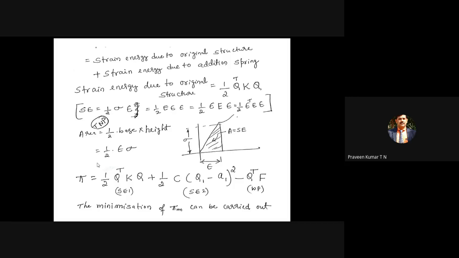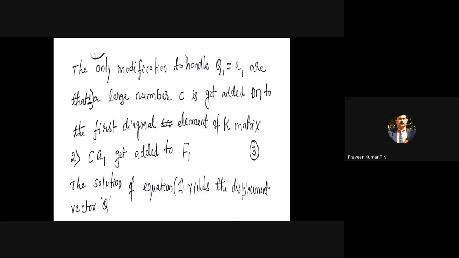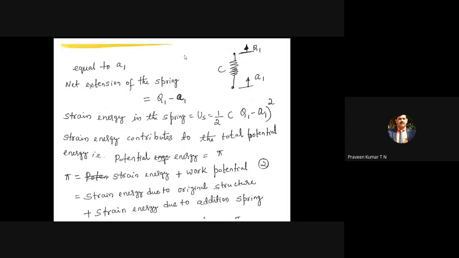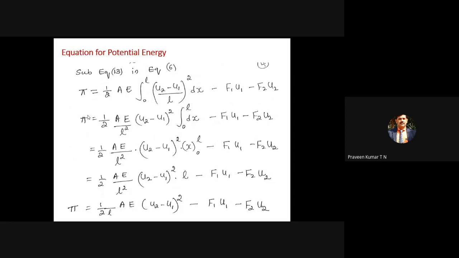Now you have to differentiate this potential energy functional with respect to Q1 as well as A1. So one is the differentiation of this equation with respect to Qi equal to 0. In the case of the bar element you have seen this, that's why I started with the bar element. This is the differential equation for the bar element.